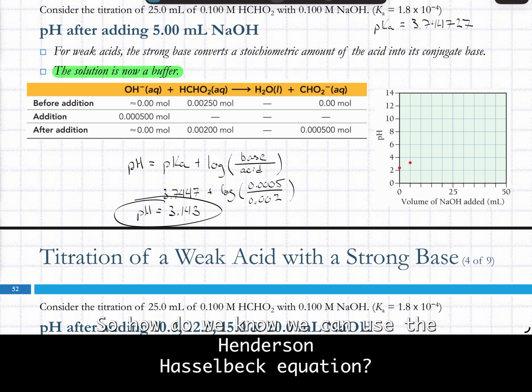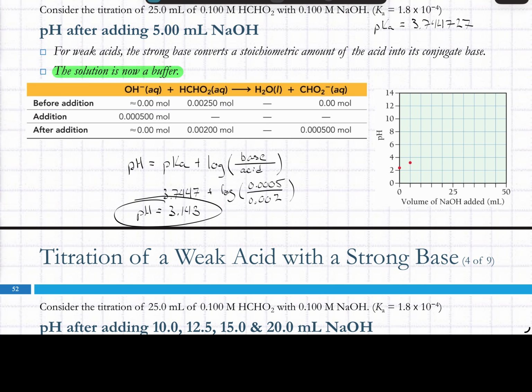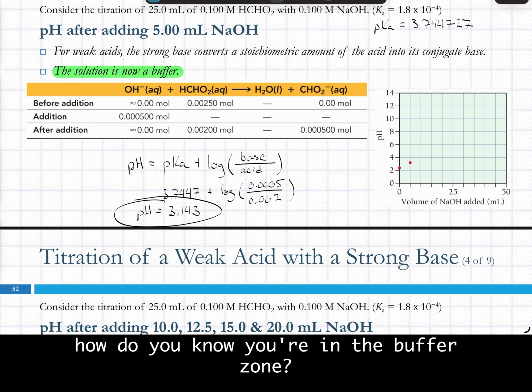So how do we know we can use the Henderson-Hasselbalch equation? Because you're in the buffer zone. How do you know you're in the buffer zone?